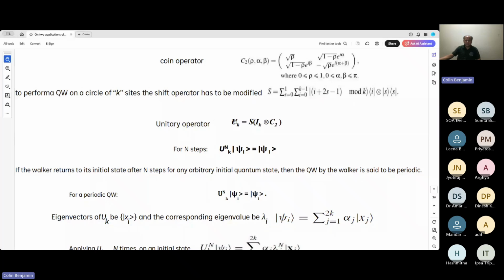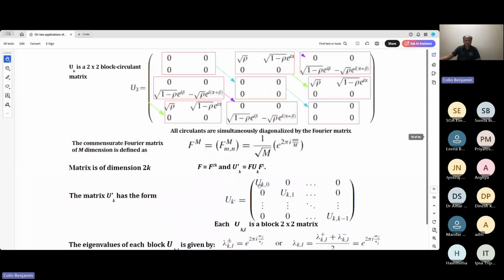And then you build your unitary operator combining the shift and the coin. And for n steps, you have to take the power with n. Now, if the walker returns to its initial state after n steps, then as I defined, the quantum walker is said to be periodic. And therefore, for a periodic quantum walker, this unitary operator after n steps should be nothing but an identity. And this is what we see here.